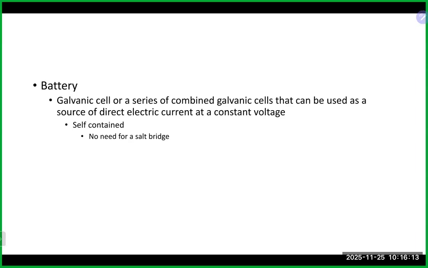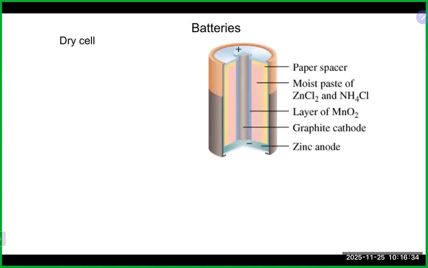Batteries are galvanic cells or series of galvanic cells that can be used as a direct electrical current at a constant voltage. Obviously, benefits of a battery versus sloshy beakers: they are self-contained. No need for a salt bridge. Hard to put beakers and salt bridges into equipment and stuff.